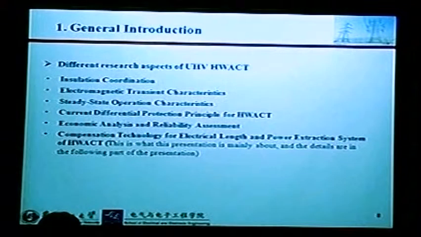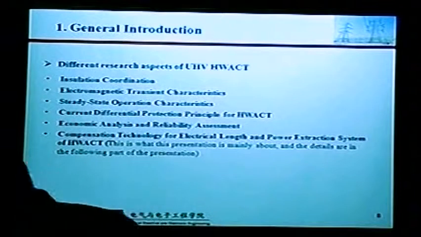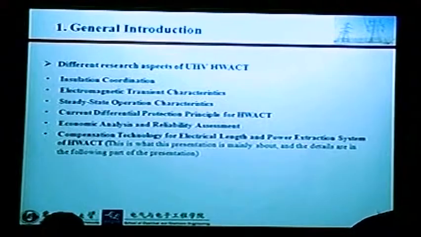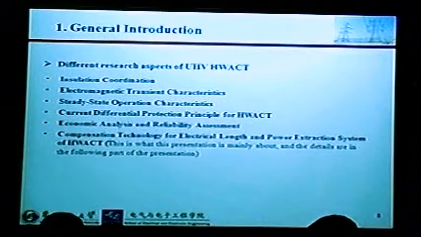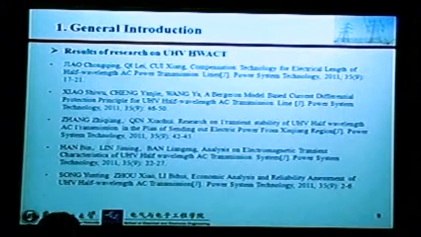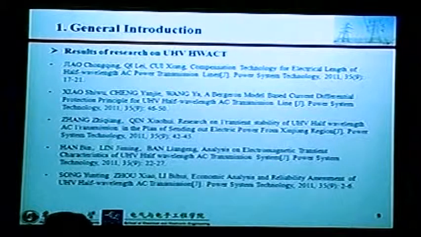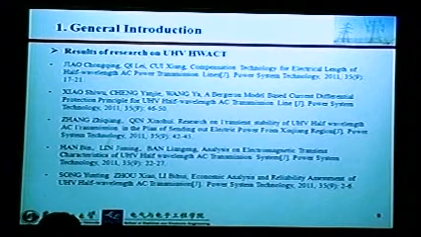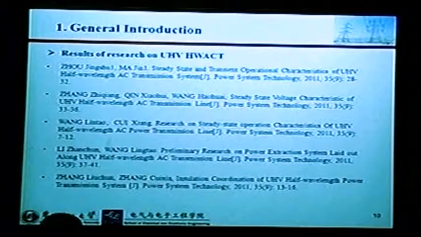Different research aspects of HWACT in China focus on the following. One, insulation coordination. Second, electromagnetic transient characteristics. Third, steady state operation characteristics. Next, the current differential protection principle for HWACT. Next, economic analysis and reliability assessment. Last, compensation technology for electrical length and power extraction system of HWACT. Here are 10 articles by the Chinese authors about HWACT.